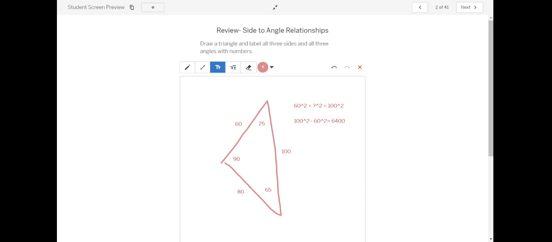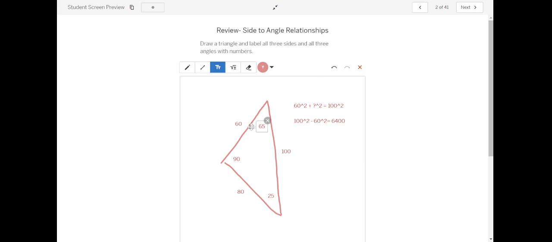Okay, so what that tells me is that I messed up with my angles. Okay, so I would have to move this angle up here and that angle down here. And now that still works. Okay, if the 90 goes to the biggest, the second biggest is 80, and then the smallest is across from the 25.